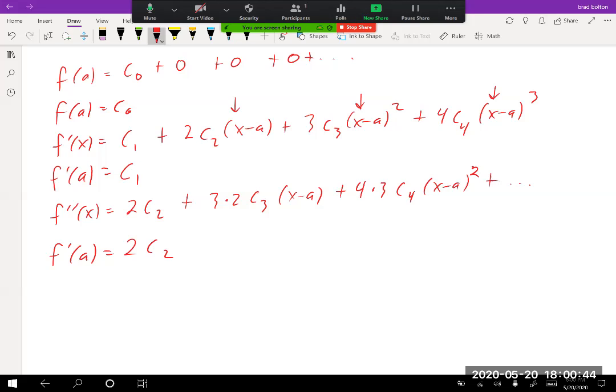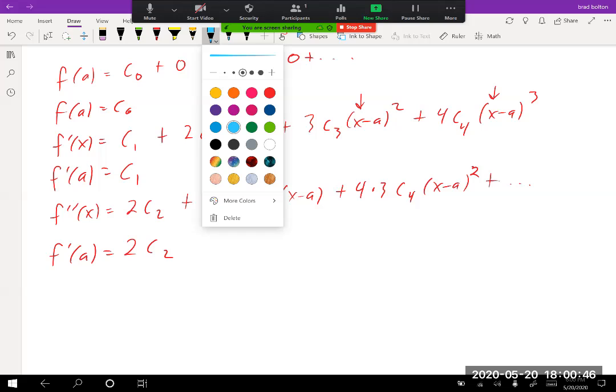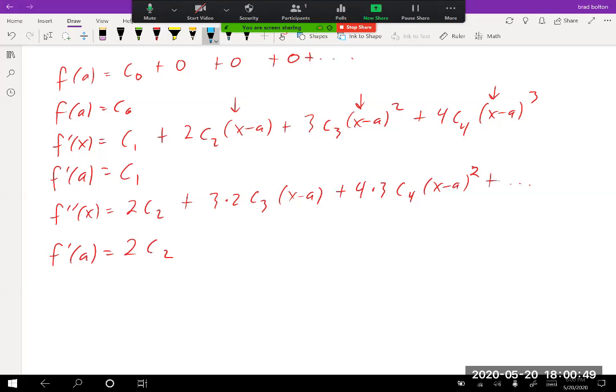So here's the thing: if we wanted to, we could solve for c sub 0, c sub 1, c sub 2 in all of these. We know that c sub 0 is f of a, and c sub 1 is f prime of a. And this one we could solve by dividing by 2, so c sub 2 is f double prime of a over 2.